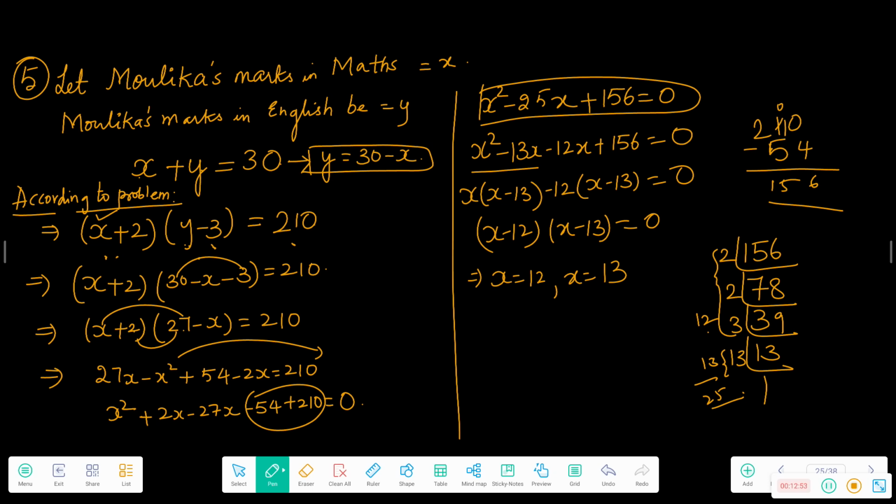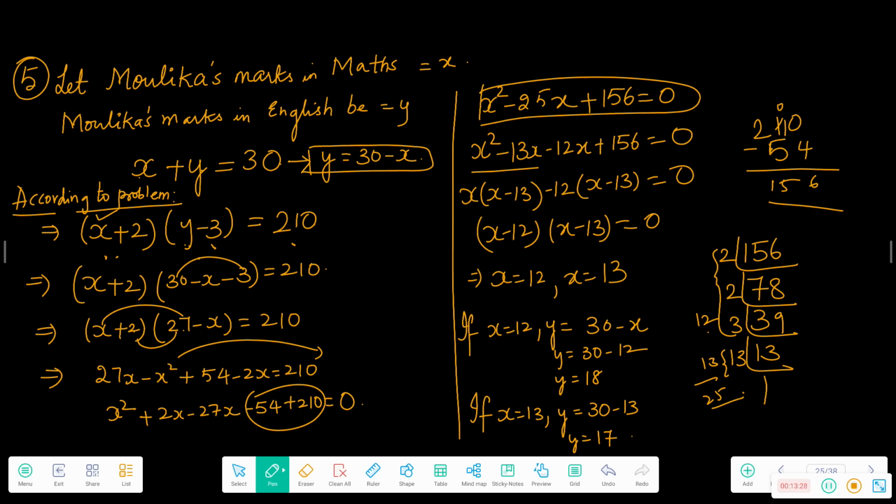If x is 12, then the y value will be 30 minus x, so y is 30 minus 12, which is 18. If x is 13, y is equal to 30 minus 13, so y is 17. So these are the marks of Molika.